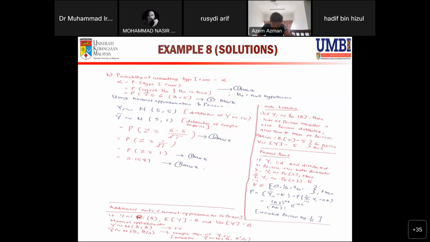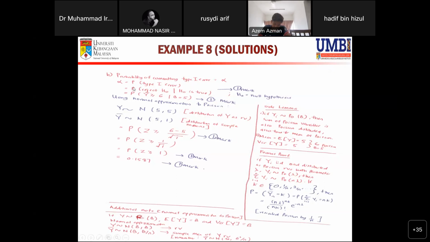Okay, so the probability of committing a type 1 error is given by alpha. Alpha is the probability of committing a type 1 error, which equals the probability of rejecting the null hypothesis when the null hypothesis is true. In this case, we reject the null hypothesis where the y bar, or the mean, is more than 6, given the rate parameter equals 5.